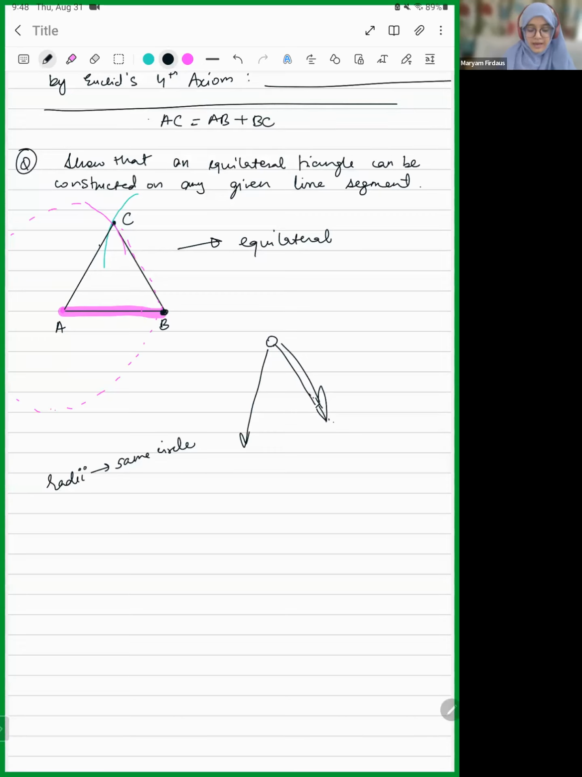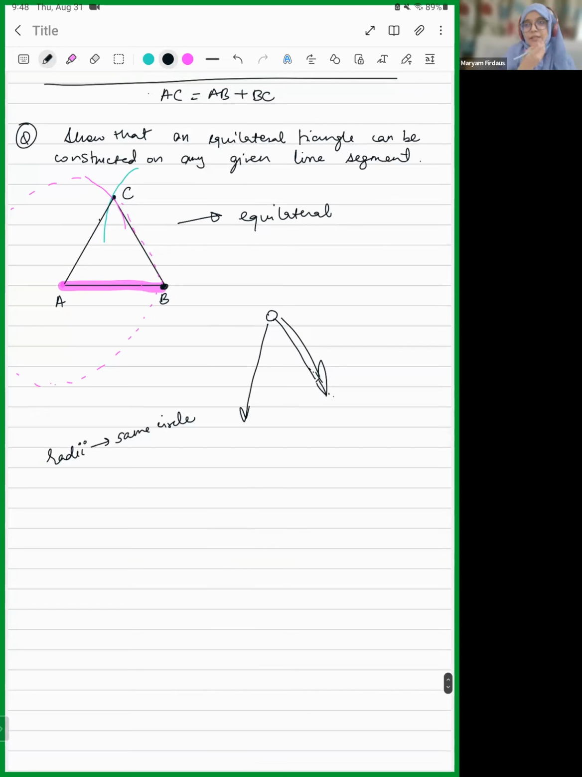Yes. And we know that if two radii are there of the same circle, there is a circle and you are drawing two radii of this circle, one over here and one over here. These both radii will be equal to each other. Radii of the same circle, therefore they are equal.